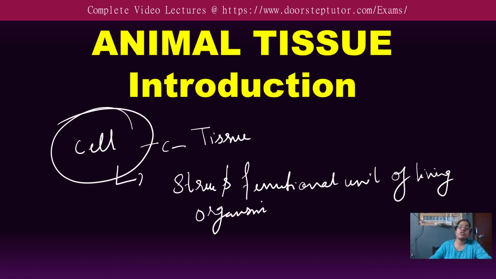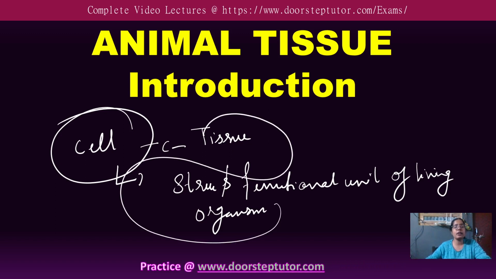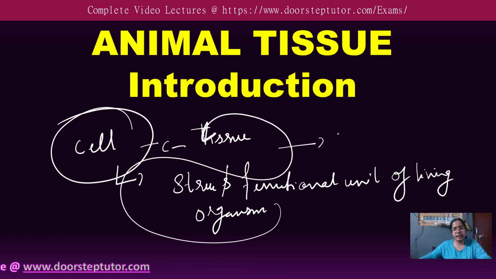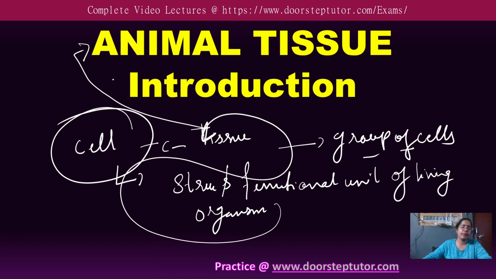And if it is a structural and functional unit, then this functional unit is further converted into tissues. So tissue is basically a group of cells, or you can say a cluster of cells, the clumps of cells. And we are learning this topic in the context of animals.